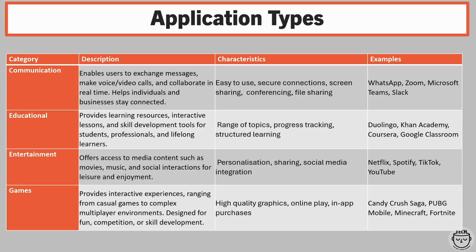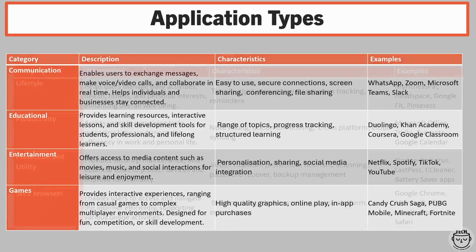Games, interactive experience. We've got AR, VR games, casual games, mobile games to competitive esports games as well. Those characteristics, a range of graphics, but if we're talking top end, high quality, online play, in-app purchases, that kind of thing. That's anything from Candy Crush on your phone, PUBG on your mobile phone, things like Minecraft, Fortnite, Call of Duty. Just remember as well that they're not going to ask you in the exam to say a brand like Call of Duty. They just want to know the characteristics and what they do. If they said, name an application type and you put Netflix instead of entertainment, you would not get the mark.